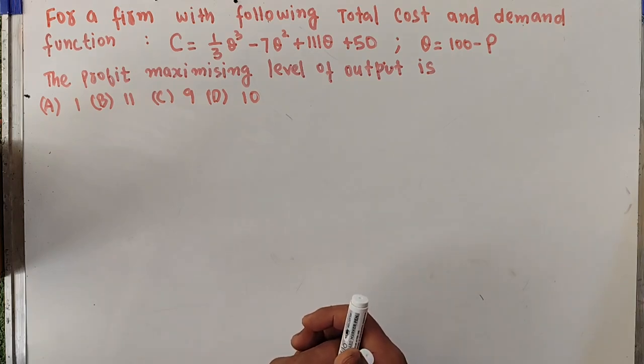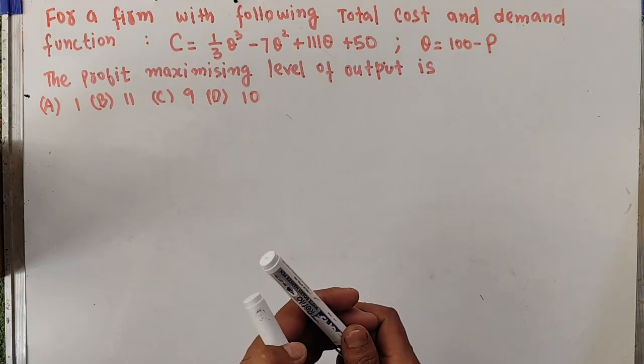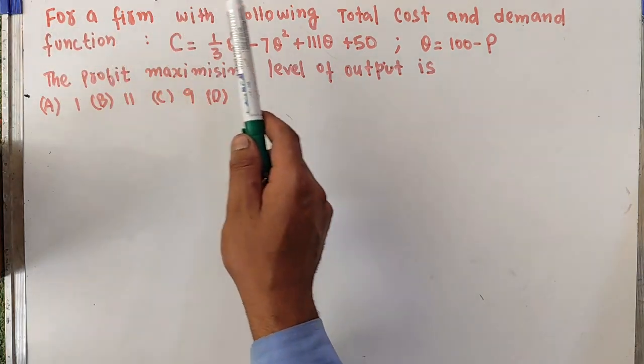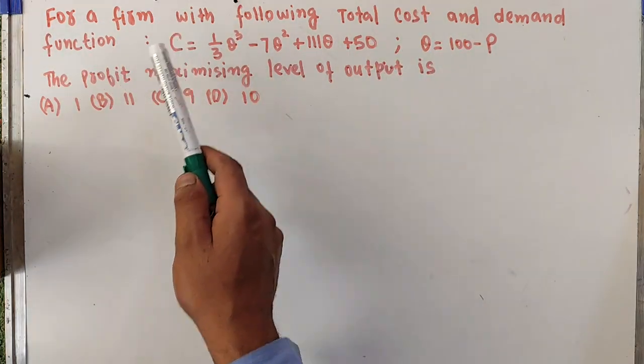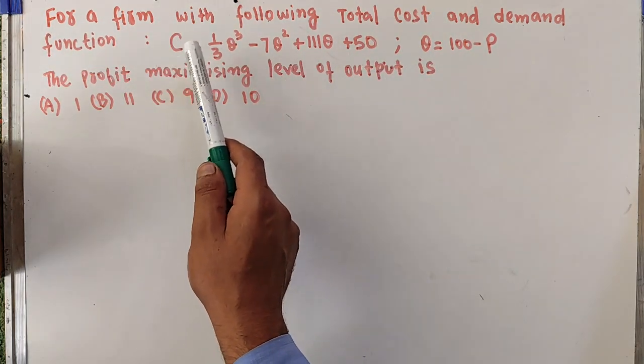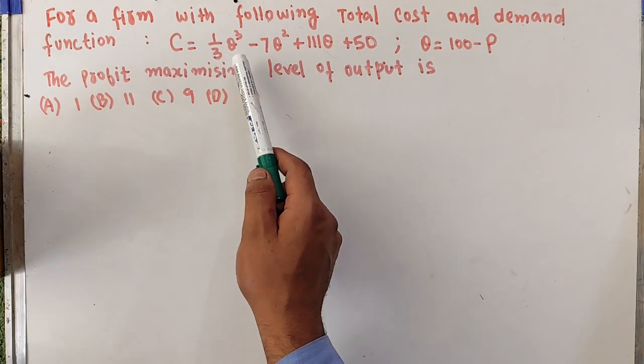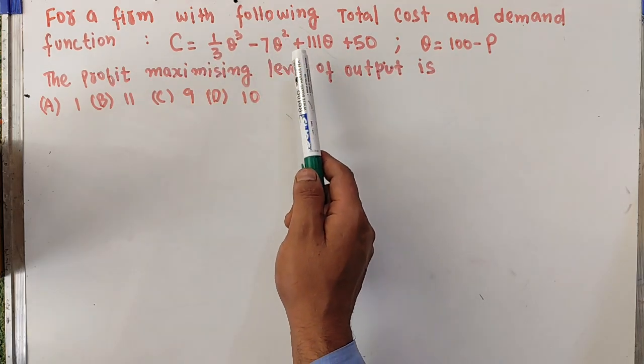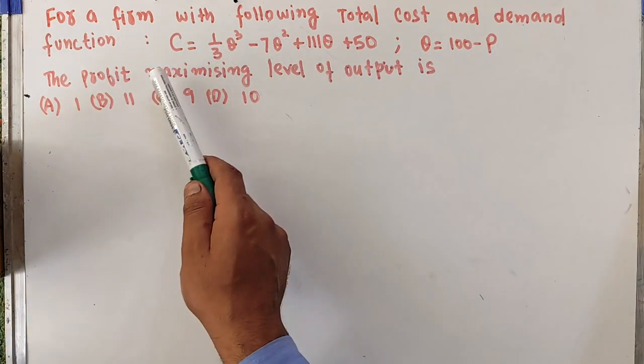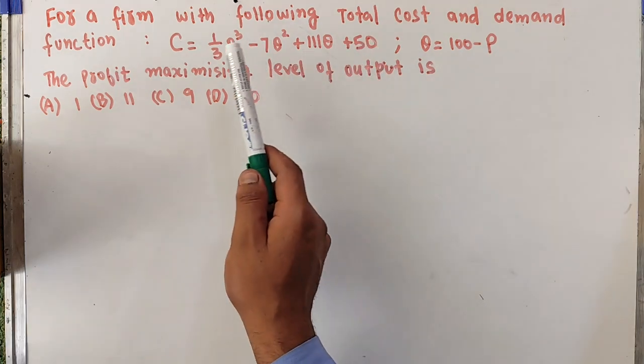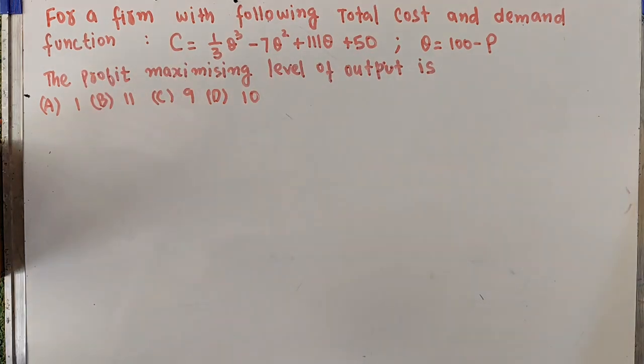Let us solve a question on how to apply the first and second order conditions for profit maximization. The question is, for a firm with the following total cost and demand function, we have the cost function as C is equal to 1/3 Q cube minus 7 Q square plus 111 Q plus 50. This is the cost function of a firm.